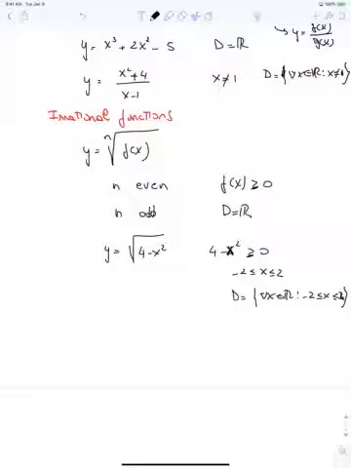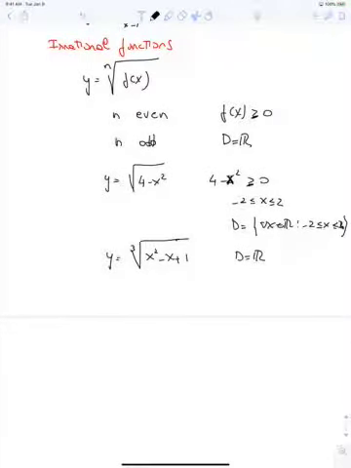Now, if you have y equal the cubic root of x squared minus x plus 1, well, in this case, it doesn't matter. The domain is the set of real numbers, because a cubic root of a negative number exists, and it is minus the cubic root of that number.